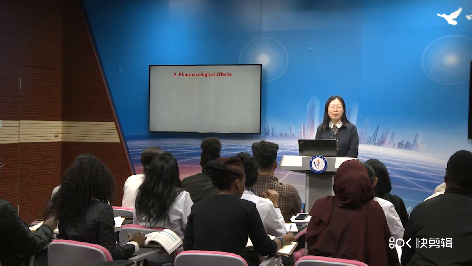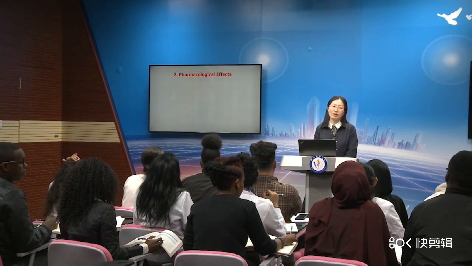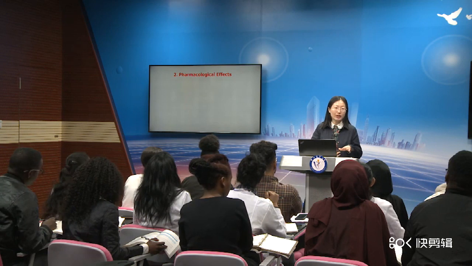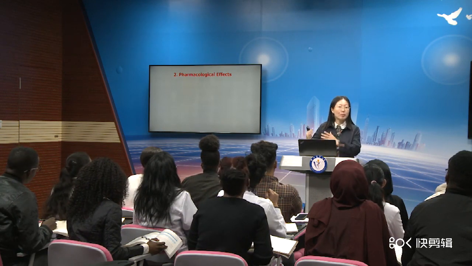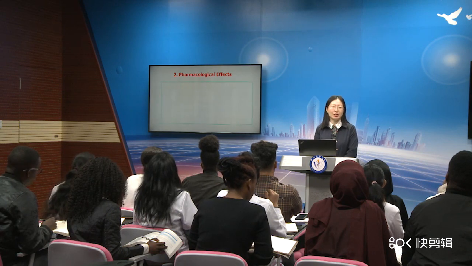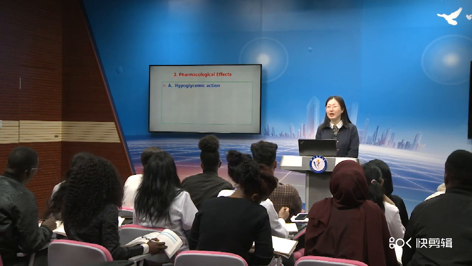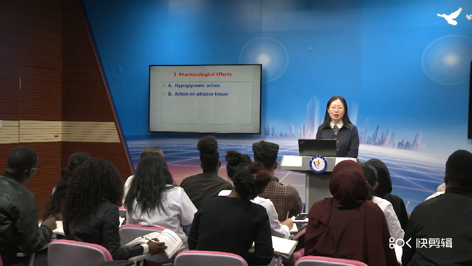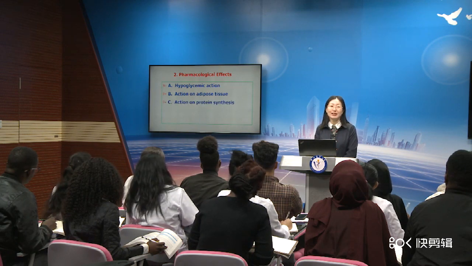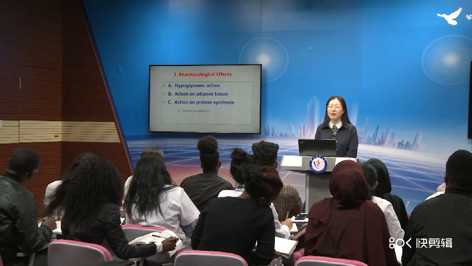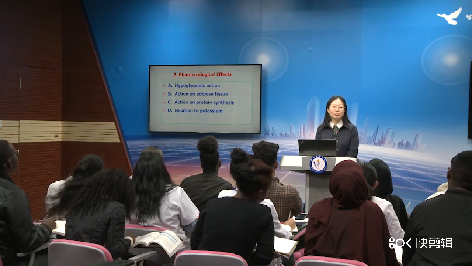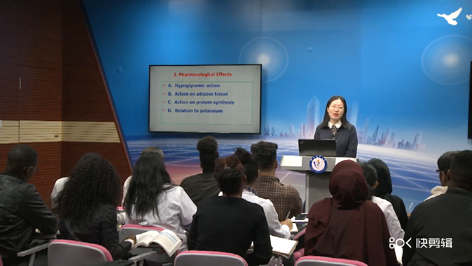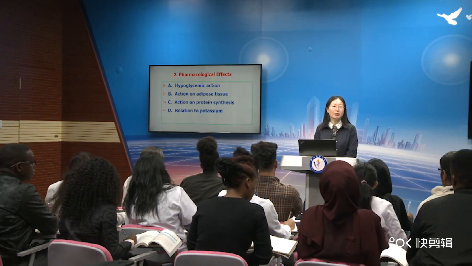And insulin pharmacological effects and physiological function. What's the meaning of physiological function? We have low doses of insulin in our body, and when we give the drug, it has pharmacological effects. What are these effects? The first one, hypoglycemic action, reduces glucose level. The second one, action on adipose tissue. The third one, action on protein synthesis. And number 4, regulate potassium, increase intracellular potassium. And the last one, promote growth. So let's review them one by one.